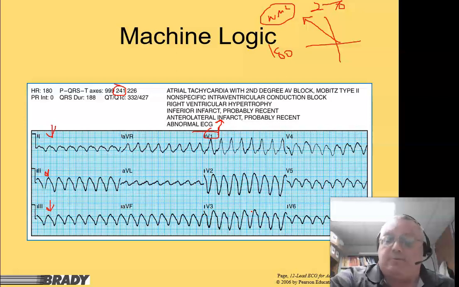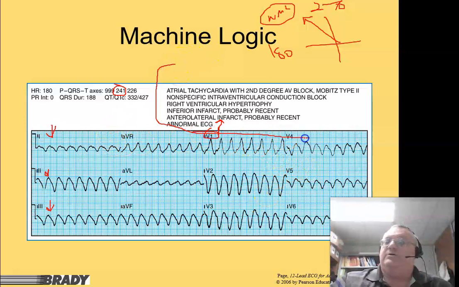Yeah, the machine got it wrong. Okay? No, this is VTAC. There is no doubt it's VTAC. Why are we even remotely looking at it? But yet I know, and you guys have probably seen a few doctors read this right here. Okay?